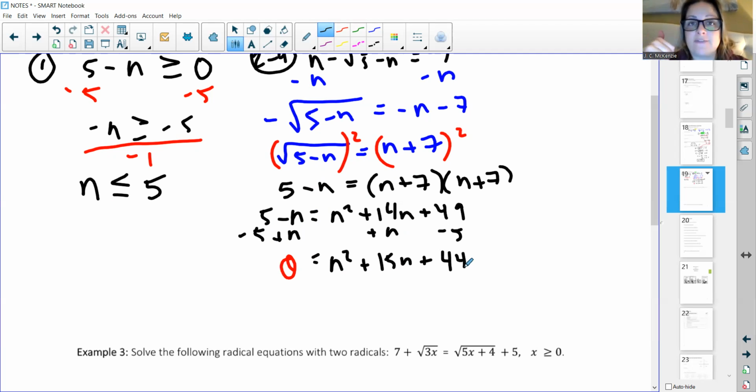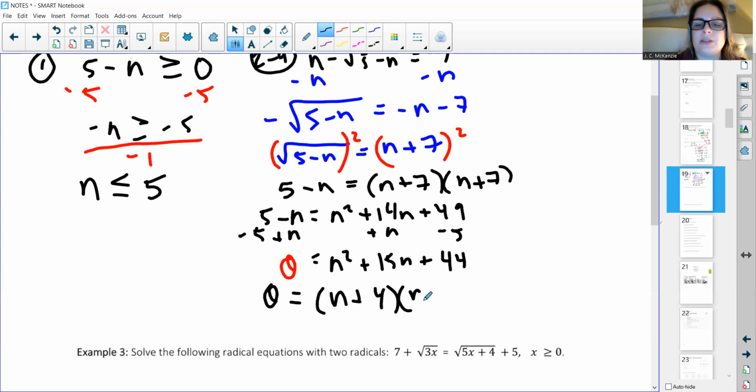I could solve this by graphing. I could solve this by factoring. I could solve this by the quadratic formula. I'm going to solve this by factoring because it's a simple factor. There is a 1 in that A position, and I can see the two numbers are going to be 11 and 4, because 4 times 11 is 44, and 4 plus 11 is 15. Those aren't my solutions, those are my magic numbers for my factoring. My solutions are n equals negative 4, and n equals negative 11.